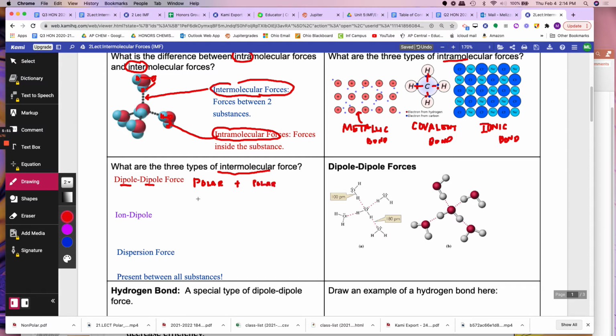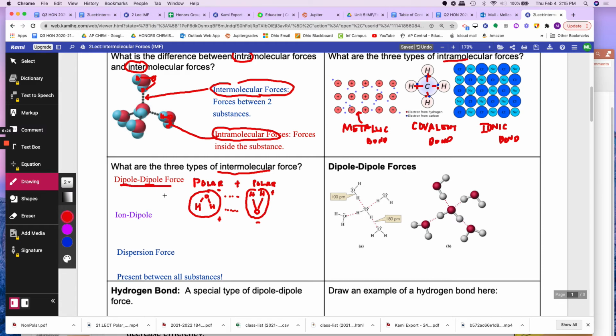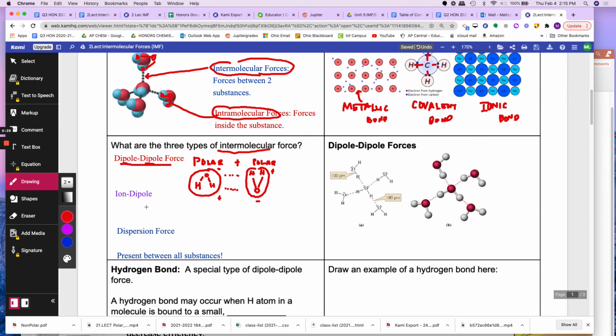An example would be water, HOH. Since this is negative and this is positive, it's going to have a force with another water, which is also polar. This is negative, this is positive. That is a dipole-dipole force. The reason they call it dipole is because water has dipoles, 2 poles. This water also has a dipole, 2 poles, positive, negative. Therefore, it's called dipole-dipole.